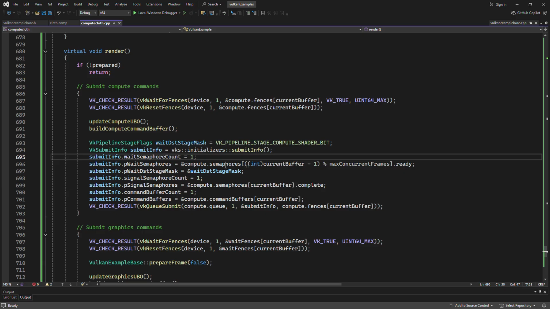So this is how work is submitted to the GPU from the CPU, okay? And we have this vkWaitForFences and vkResetFences. We'll get into that, but let's stick to the vkQueueSubmit first.